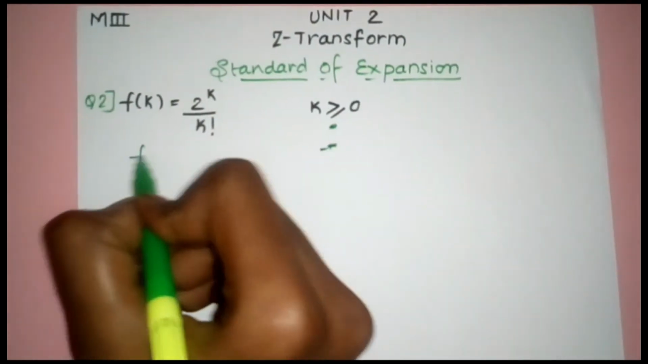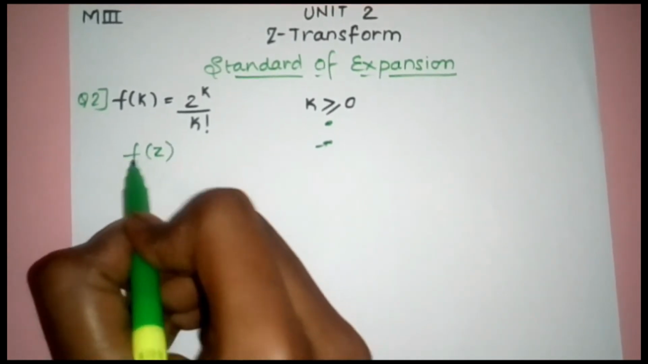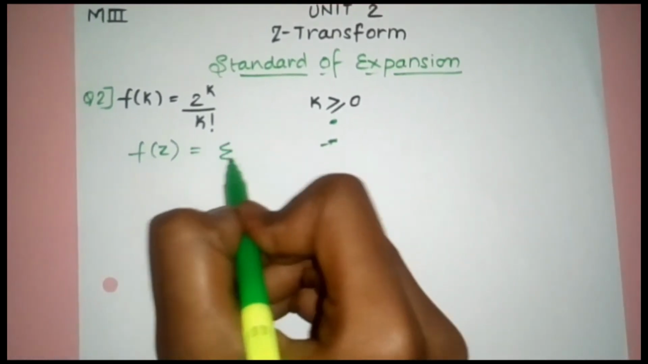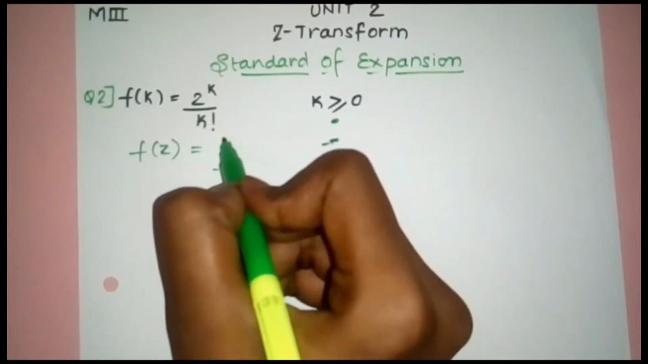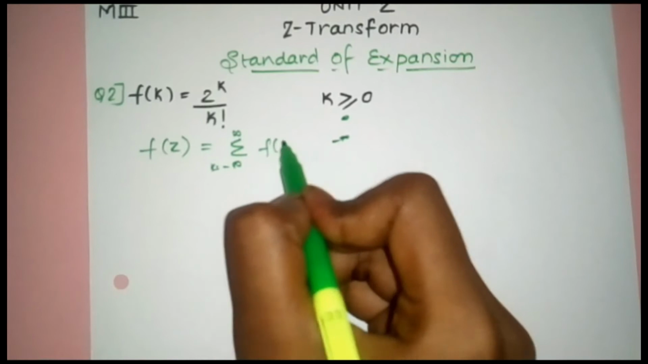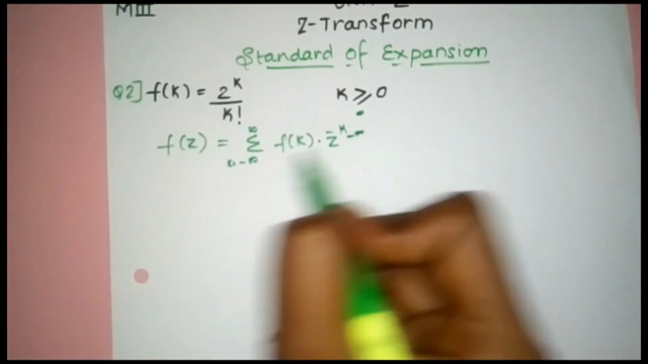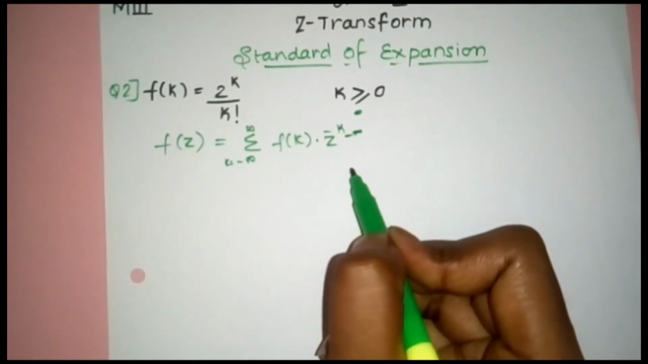First we will write the standard Z transform statement, that is f of z is equal to summation from k equal to minus infinity to infinity of f of k into z raised to minus k. Now this is the standard statement of Z transform.